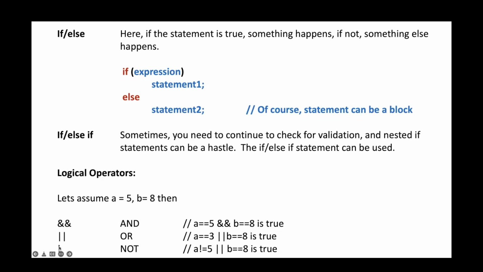And then we have the exclamation point, and we've seen this earlier. It's the not command. So an exclamation point with an equal sign is not equal to. A not equal to 5 or B equals 8. And this is true. See, A equals 5, so this would be false, but B is equal to 8, so then the whole expression will be true.